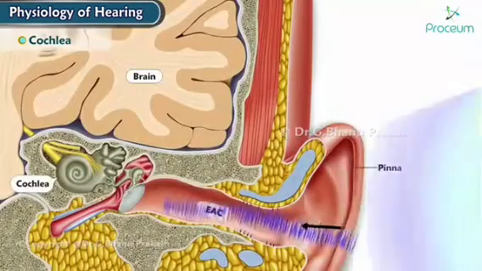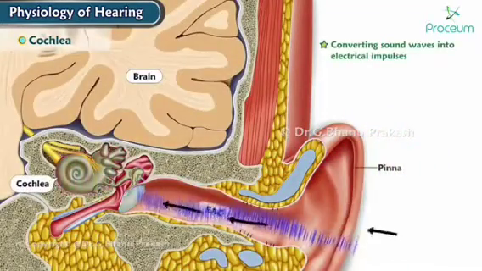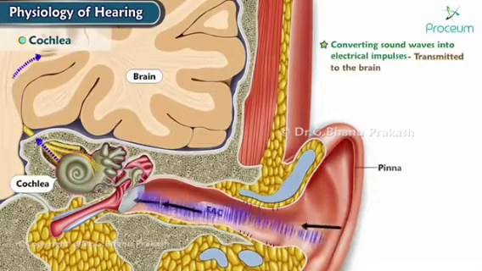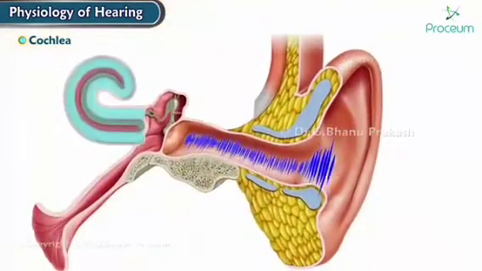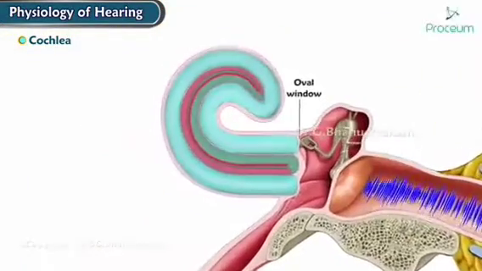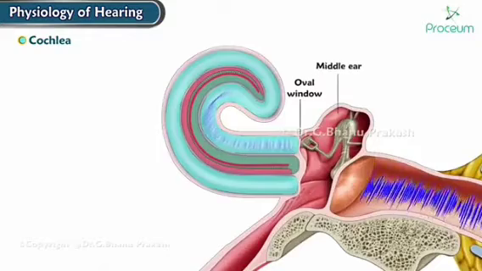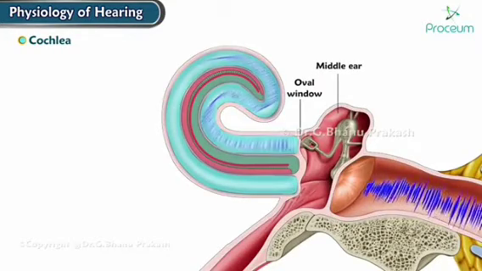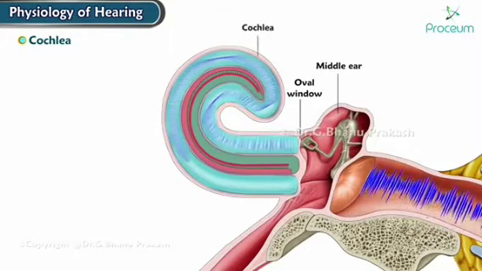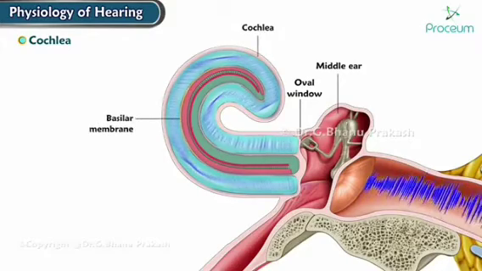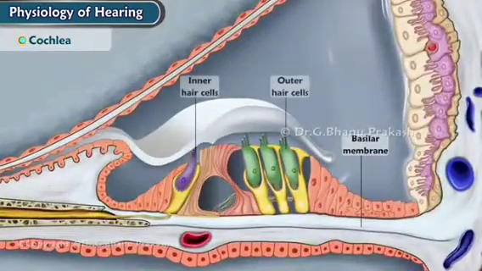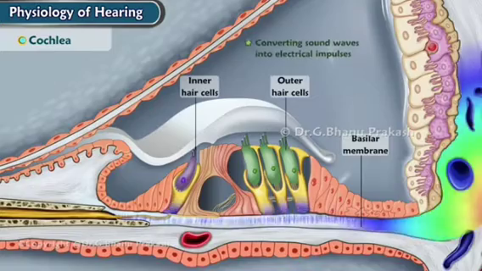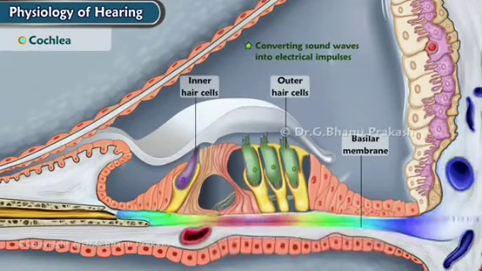The cochlea is responsible for converting sound waves into electrical impulses that are transmitted to the brain, where they are interpreted as sound. Sound waves enter the cochlea through the oval window, a membrane that separates the middle ear from the inner ear. As the sound waves travel through the fluid in the cochlea, they cause the basilar membrane to vibrate. The basilar membrane is a thin, flexible structure that runs the length of the cochlea and contains thousands of tiny hair cells that are responsible for converting sound waves into electrical impulses.